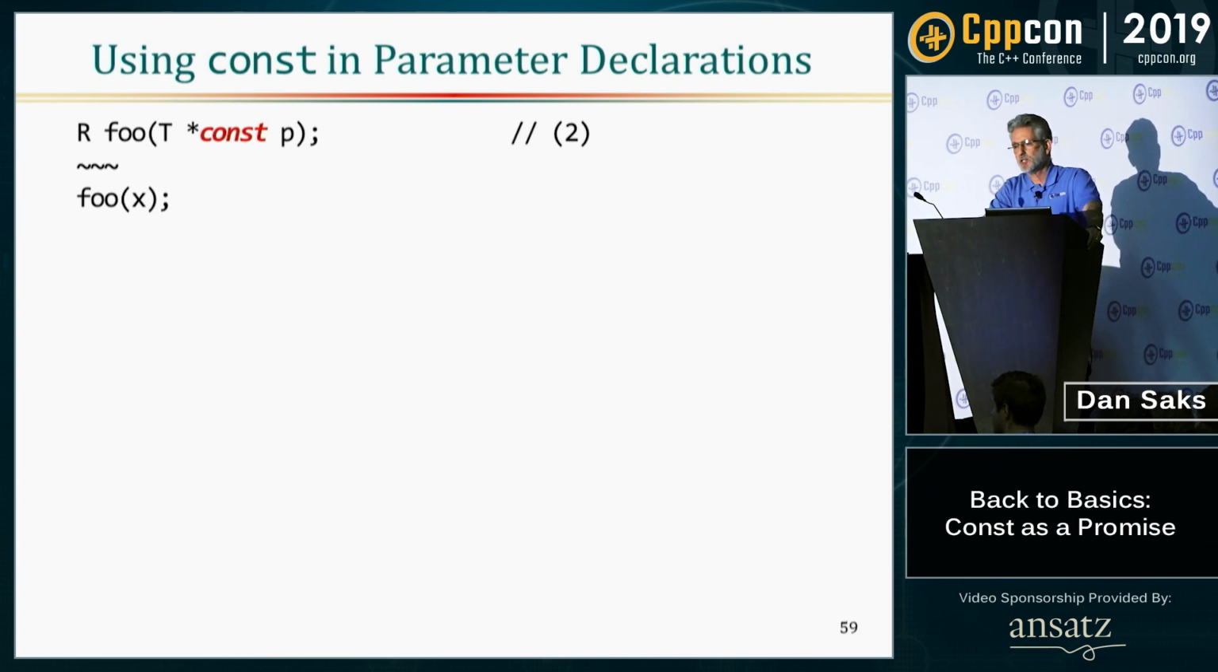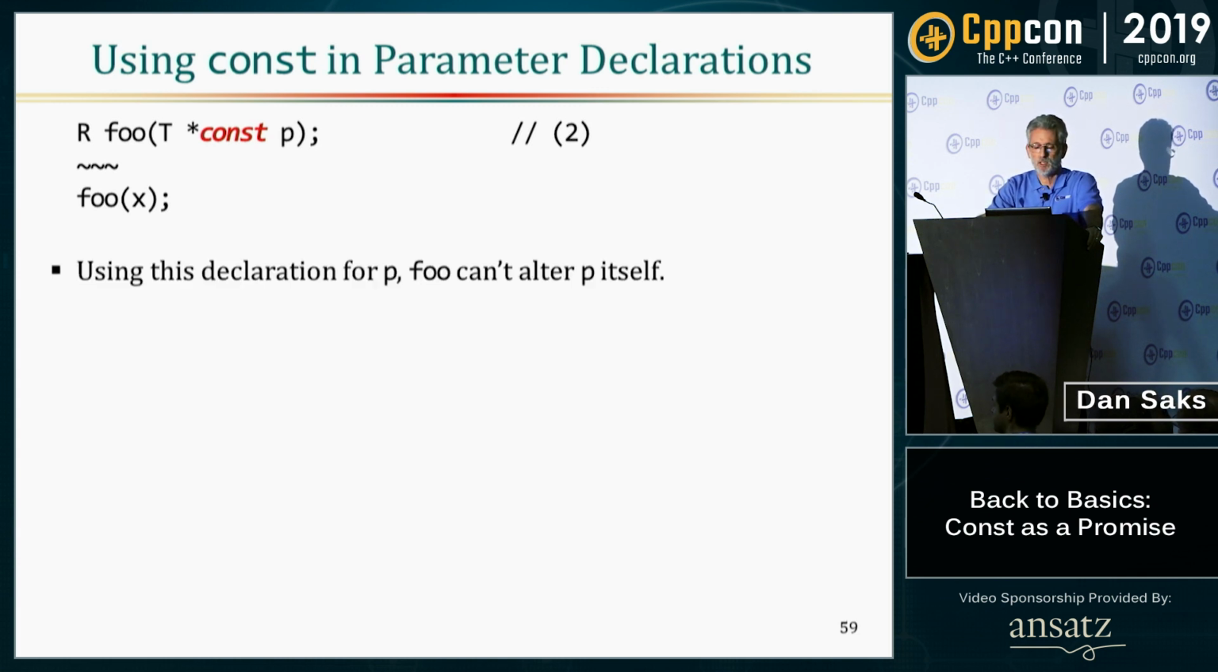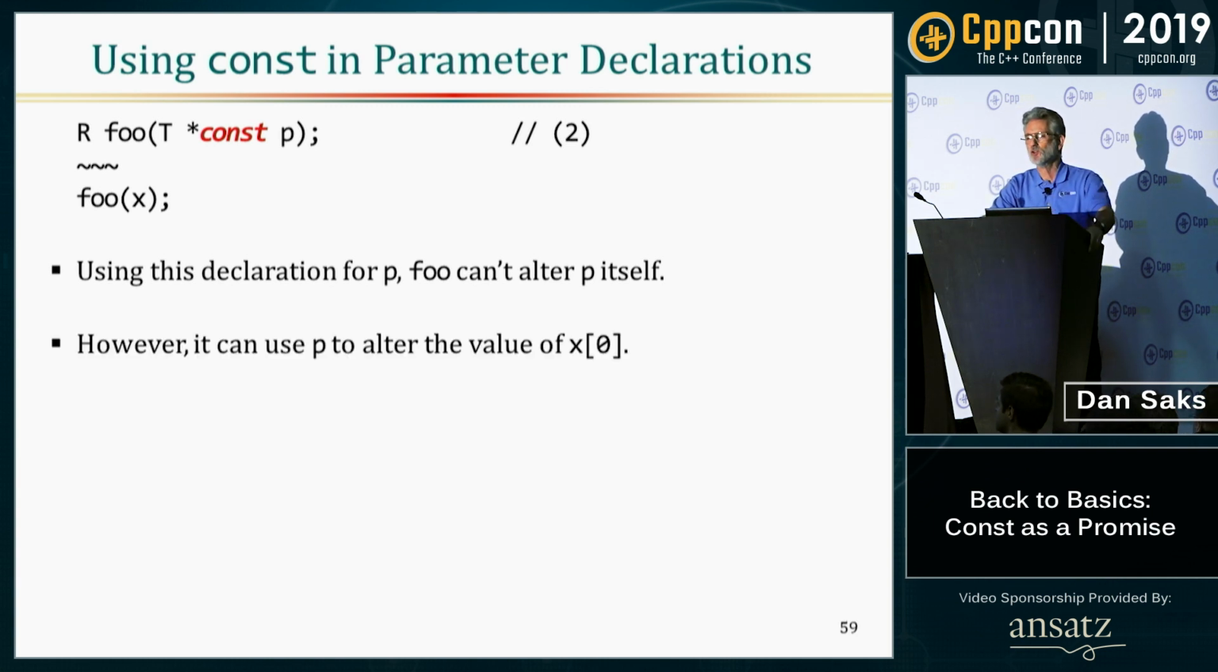How about this? Putting const on the pointer itself. What does that say? What this says is inside the body of foo, you can't alter p, but you can still use p to, in this case, alter the value of the 0th element of the array. Right? Because p itself is constant. It can only point to the thing that it's initialized to point to, which in this case is x sub 0.